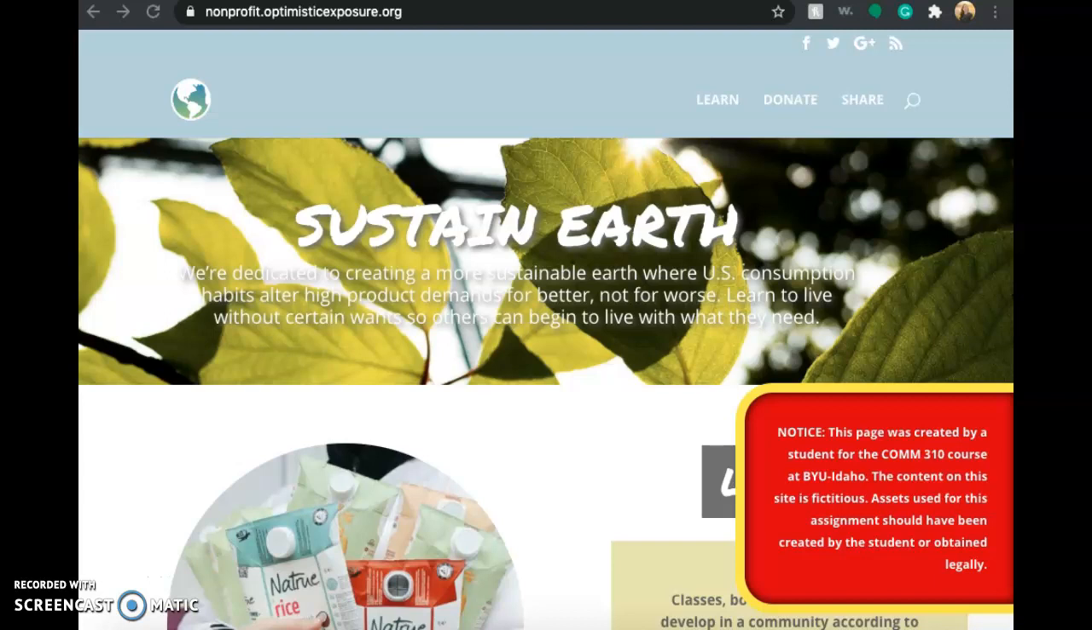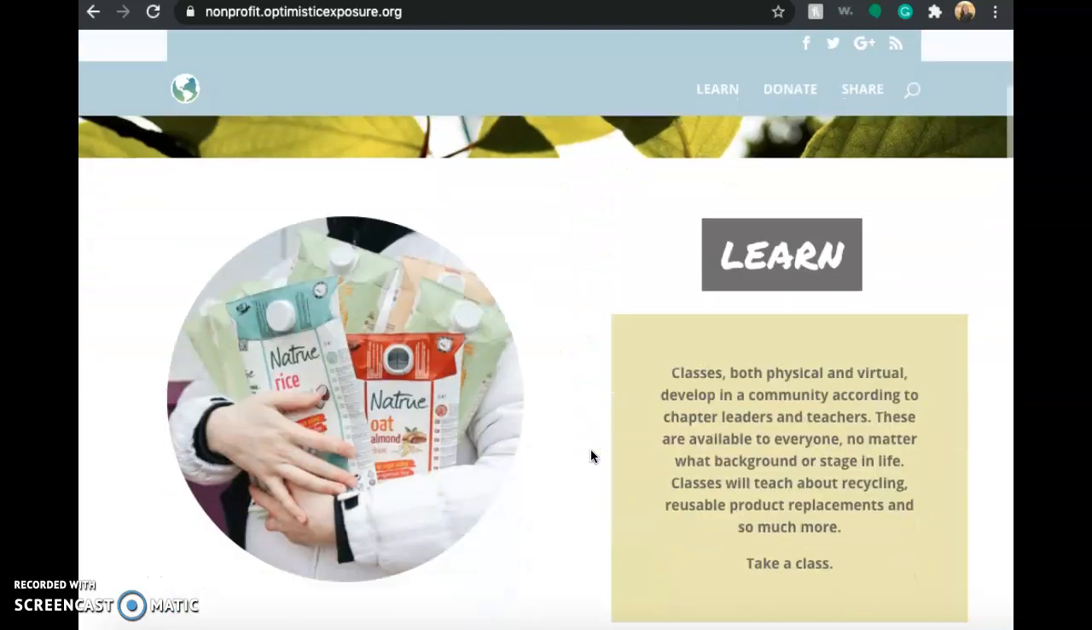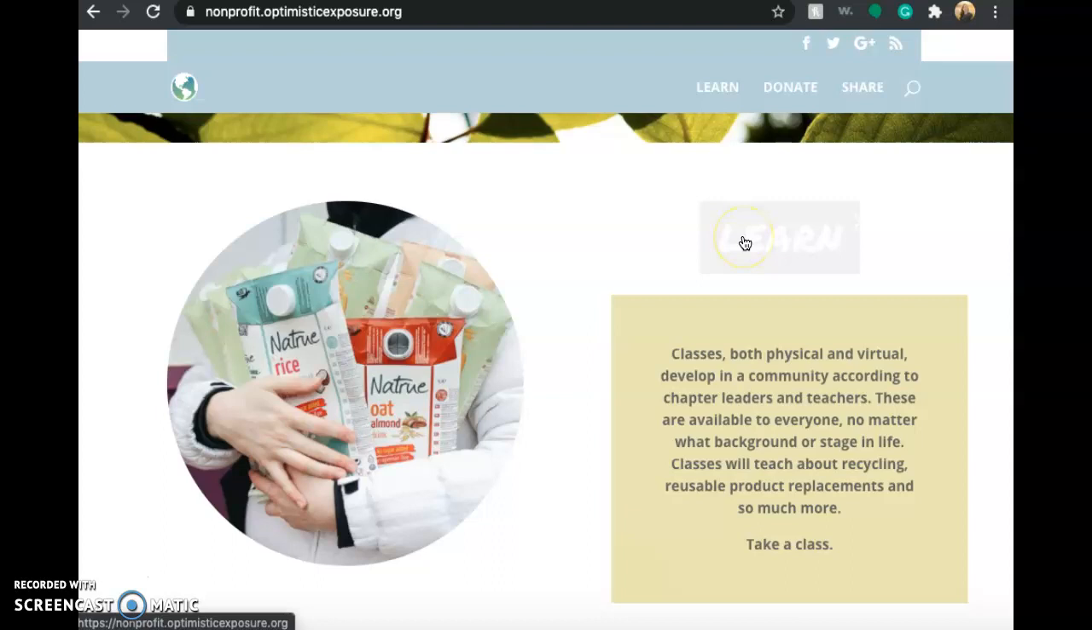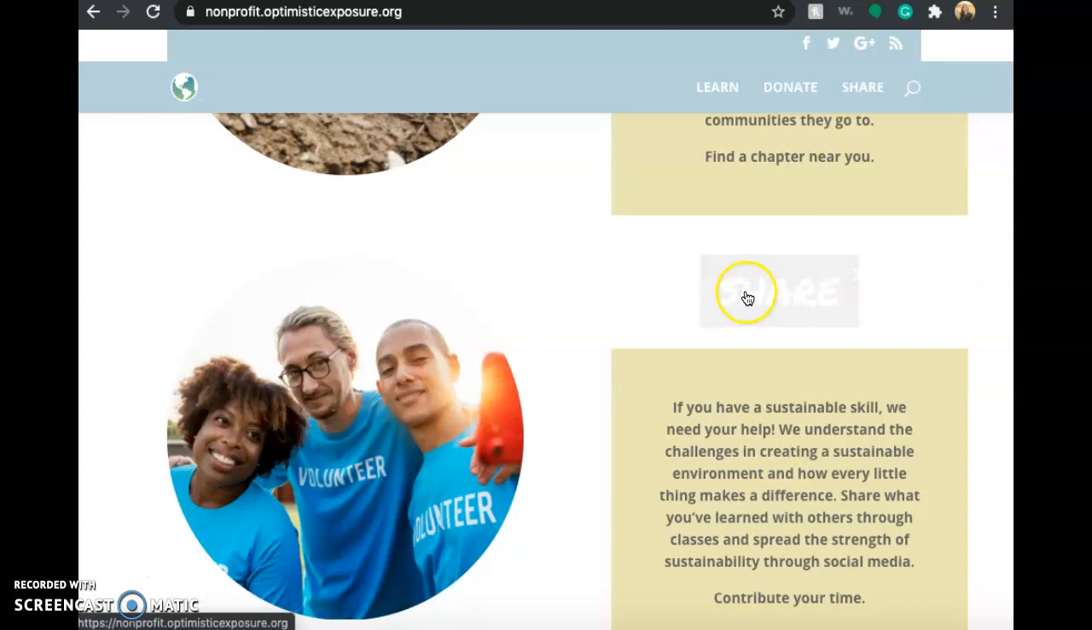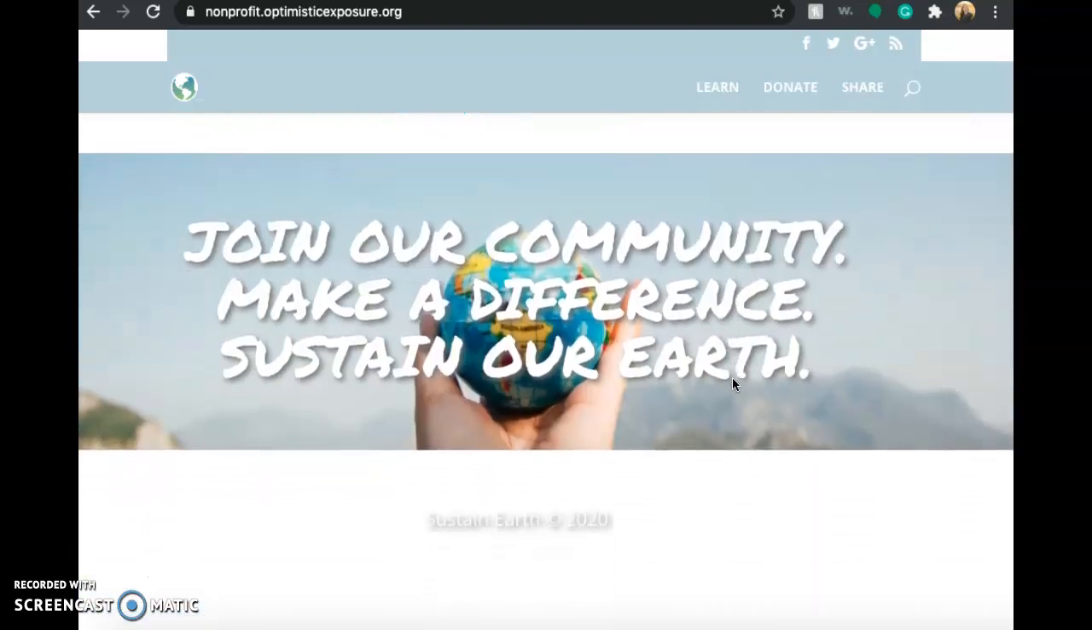For my final project, I created a website for a nonprofit organization called Sustain Earth. Each heading is a button that leads to a different part of the website where viewers can learn something about the nonprofit organization. Here we have Learn, Donate, and Share. At the bottom of the website is our motto: join our community, make a difference, sustain our earth.